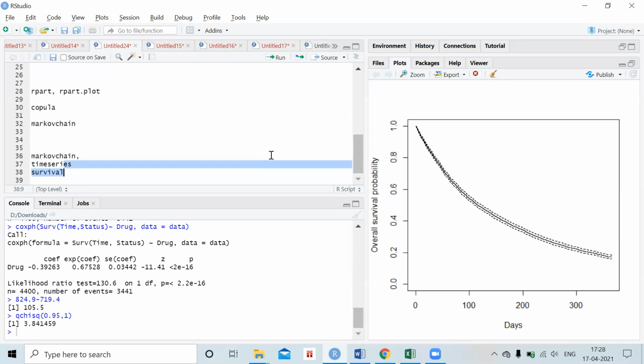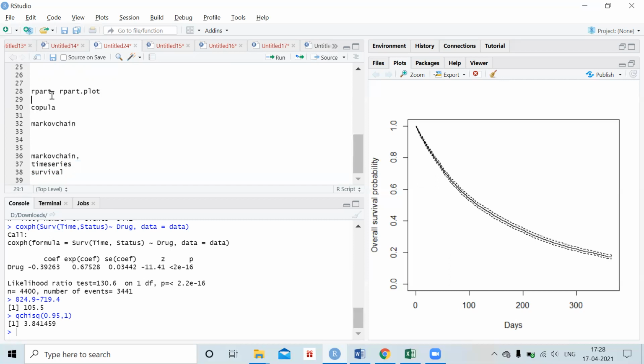And rpart and rpart.plot are very easy packages. You just need to run them, and a decision tree will be formed. So you can use those packages to form your decision trees. Rpart is for fitting the model, and rpart.plot is for making the decision tree of that model which you have fitted with rpart. So yes, this was it.